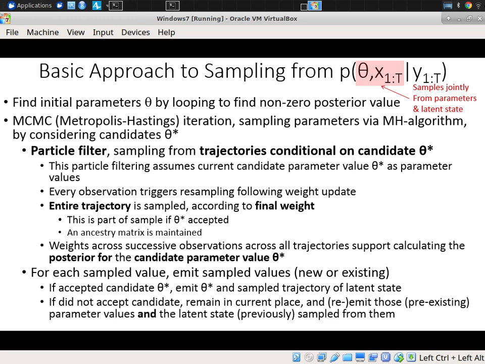Is that helpful? Yeah, I think I'm just confused. Yeah. By the weights across successive observations for all trajectories. Oh, okay. So this guy here. Yeah. Great question. Okay, thank you.